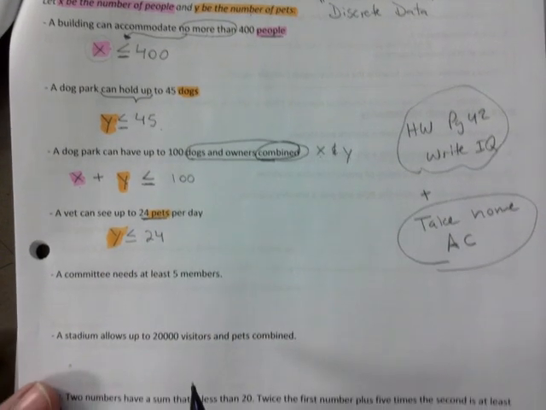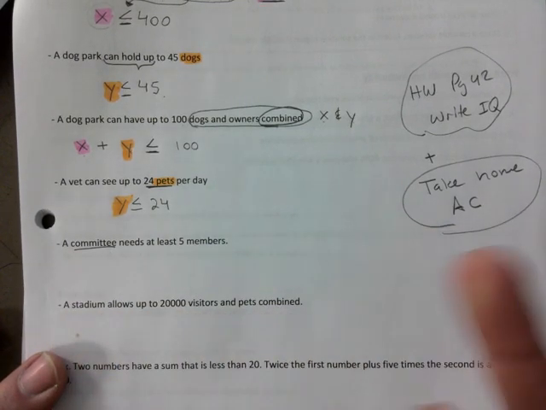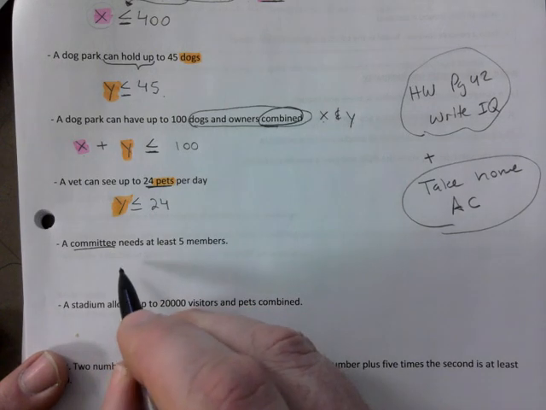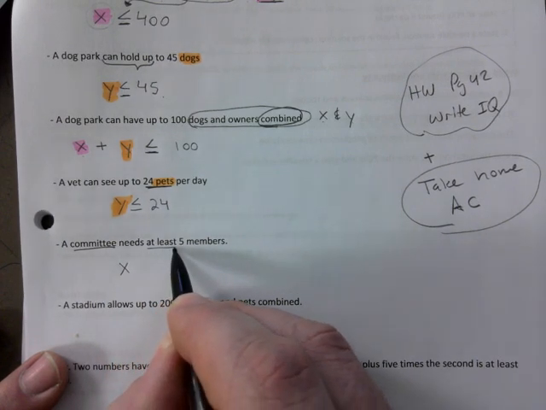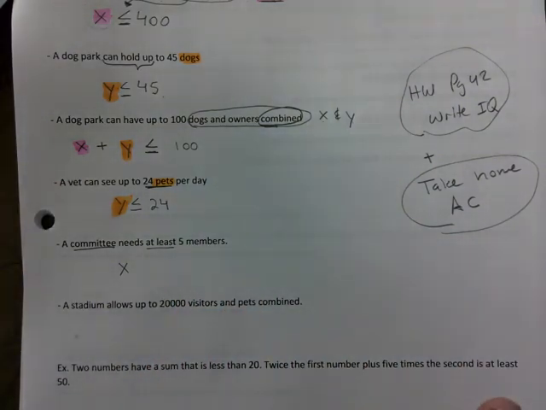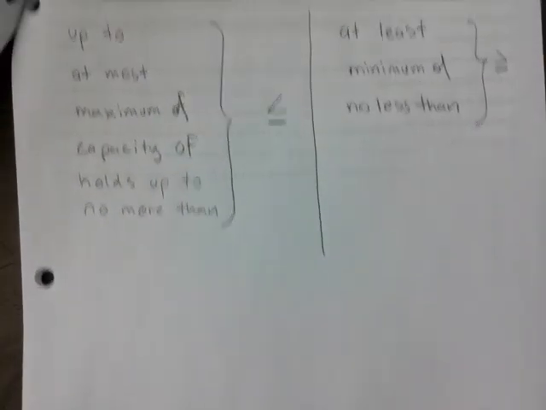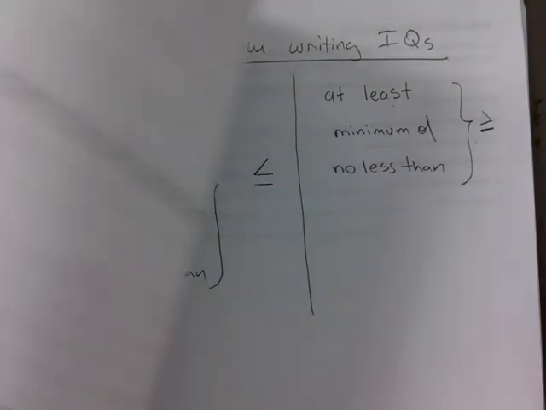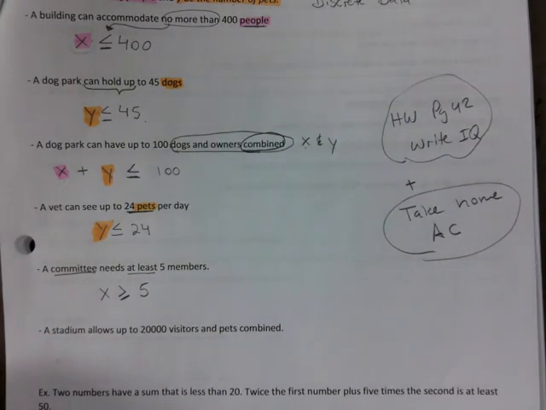A committee needs at least 5 members. In this case, context would imply that this refers to people, so people would be the X variable. When it says at least, what's our key? What do our keywords say here? Let's peek at page 48 real quick. When it's at least, you want greater than or equal to. So the number of people in the committee has to be greater than or equal to 5.